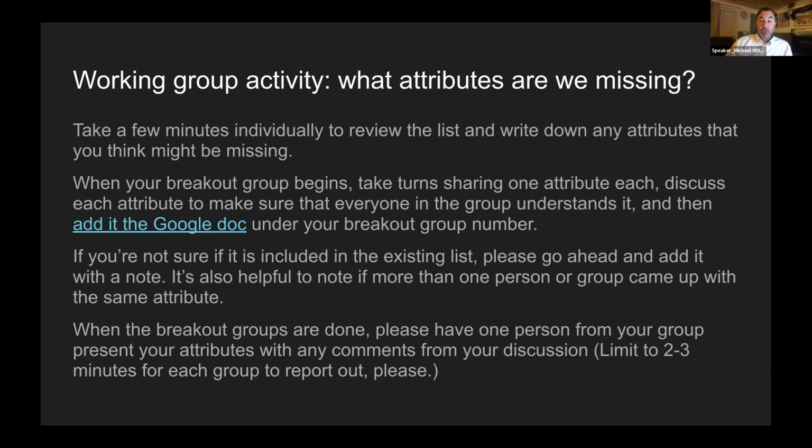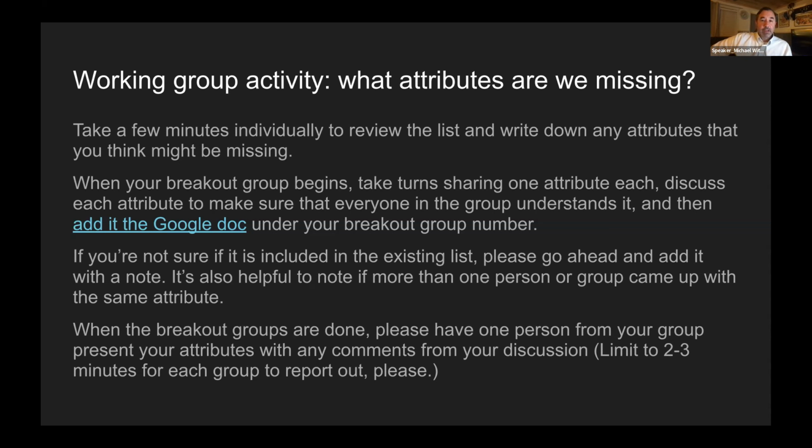And then when the breakout group begins, in your group, each take a turn sharing 1 attribute each so that everybody has the opportunity to participate. Talk a little bit about the attribute that's missing so that everyone in the group understands what you mean by that attribute, and then add it to the Google Doc under your breakout group number. So breakout group 1, breakout group 2, breakout group 3.